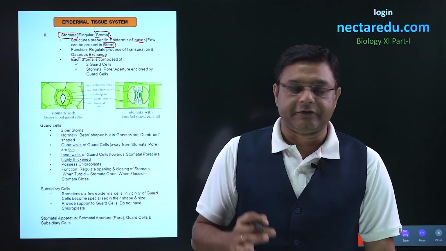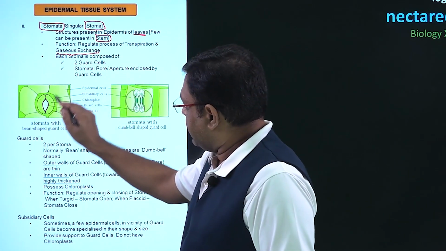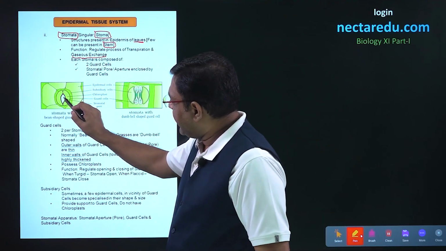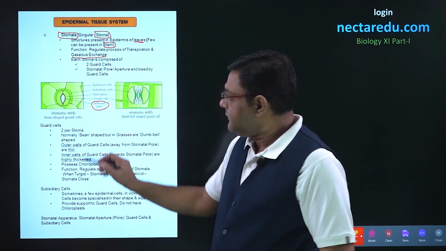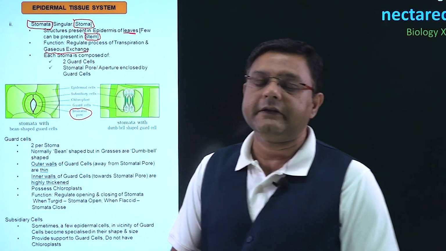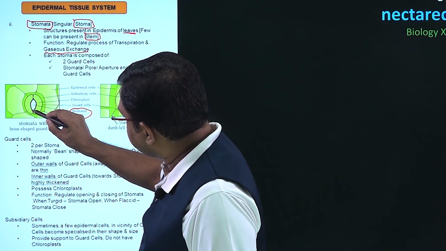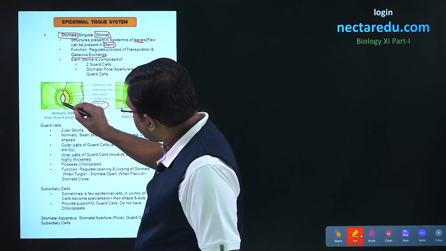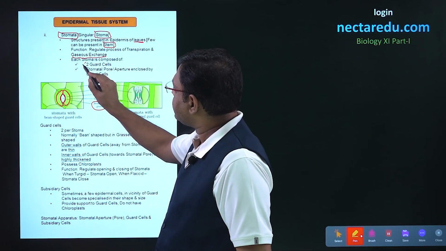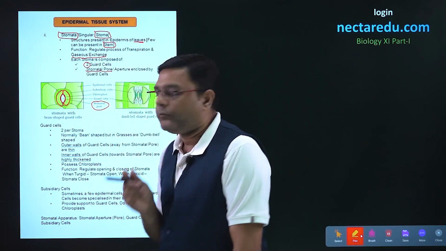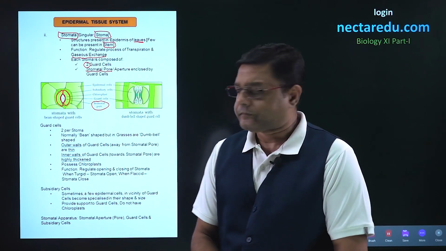If we talk of the structure of stoma, then let us look into the first diagram. Stoma has two parts. The white part is the stomatal pore or stomatal aperture, and the cells which surround these stomatal pore are called as guard cells. So, in this case, this is the one guard cell, and this is the other guard cell, and two guard cells along with the stomatal pore or aperture, it forms the structure of a stoma.